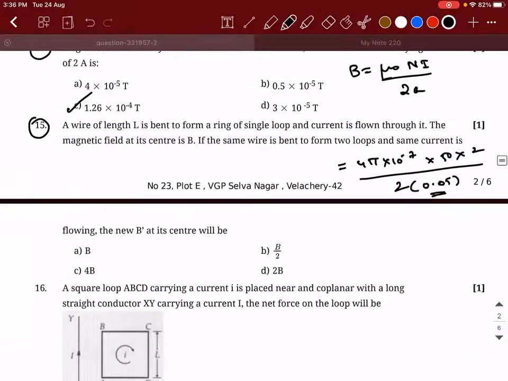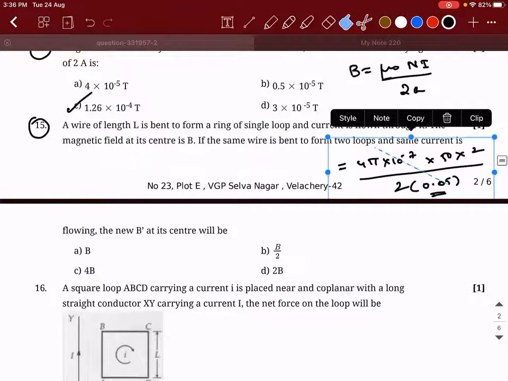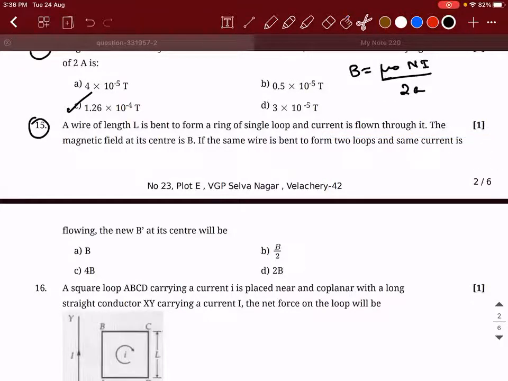So who asked me the 15th one? I asked, sir. Okay, let's think how to do it. There is a wire of length L which is bent in the form of a ring of single loop and current is flown through it. The magnetic field at the center is B. If the same wire is bent to form 2 loops and the same current is flowing, the new B dash at its center will be?